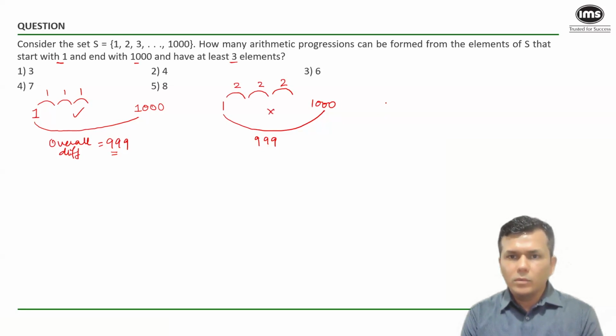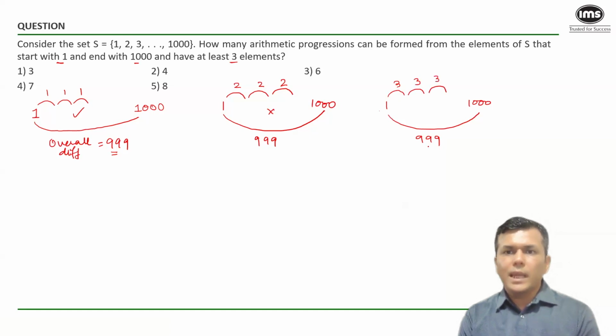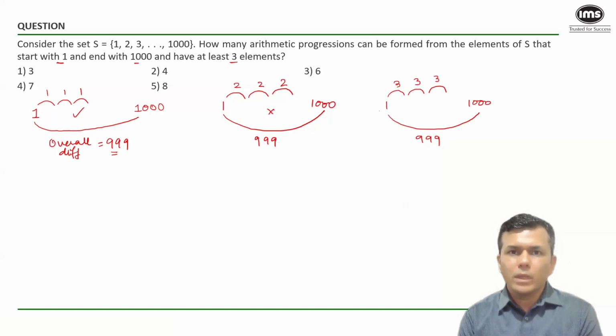Let's try with 3 now. 1000, first term, last term, right? And this is my overall difference. Is it possible to create an AP with a common difference of 3? Yes, we can say that 999 can be equally split as 333 times 3, and therefore we will be able to put 333 terms in between, right?